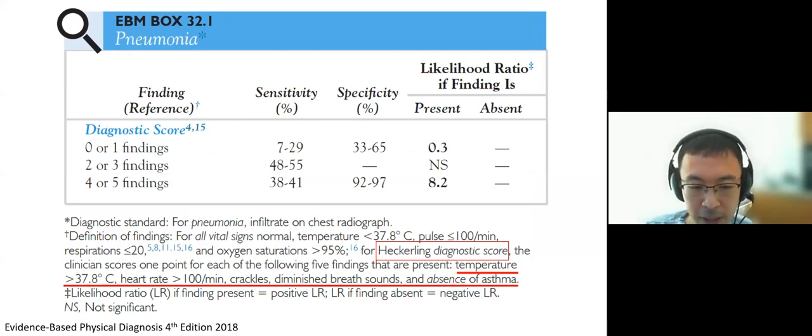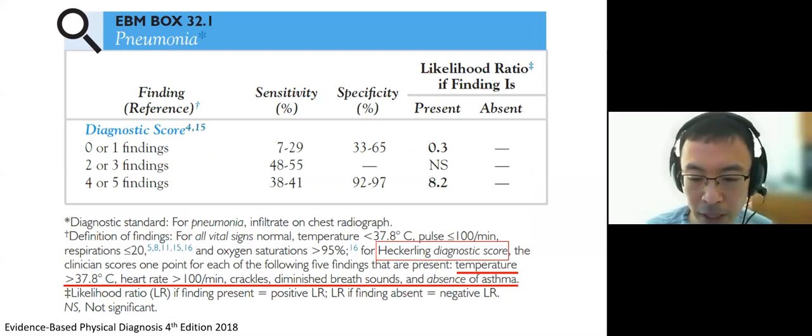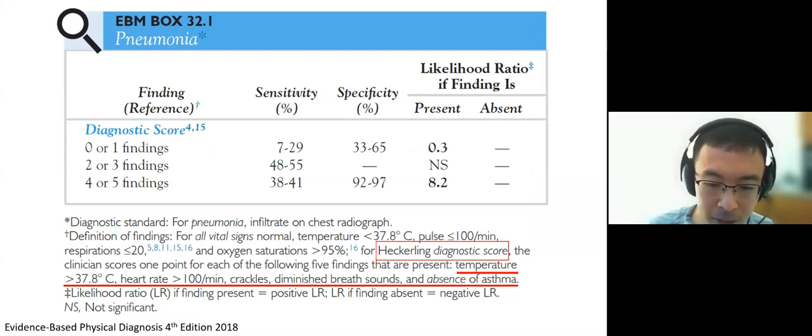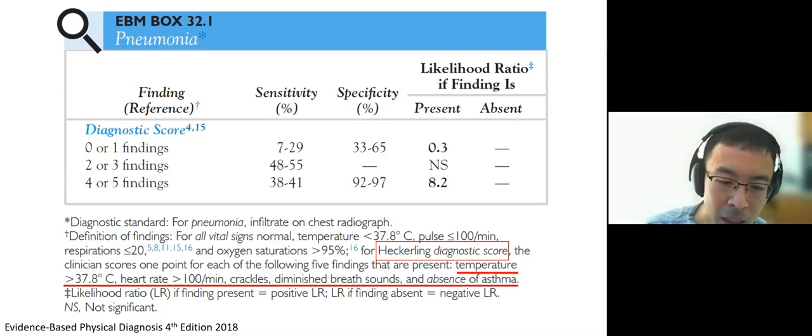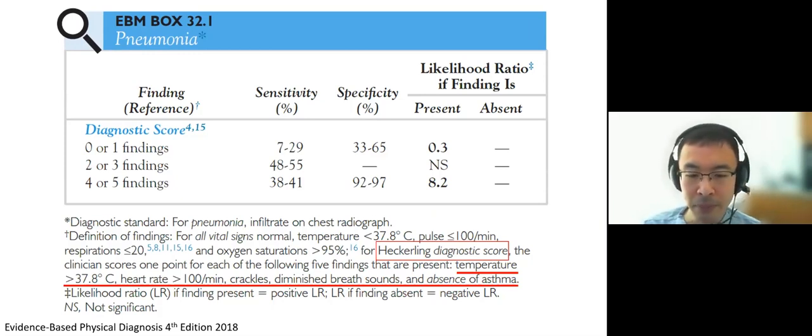Then there's something called the Heckerling score. It combines 5 independent findings of pneumonia, so fever, tachycardia, crackles, diminished breath sounds, and absence of asthma. So when you have 4 or 5 findings, this greatly increases the probability of pneumonia with a positive likelihood ratio of 8.2. But the absence of all findings decreases the probability of pneumonia with a negative likelihood ratio of 0.3. But its ability to rule out pneumonia is weaker than its ability to rule it in.